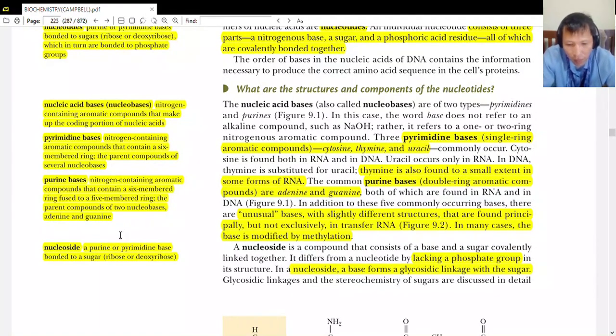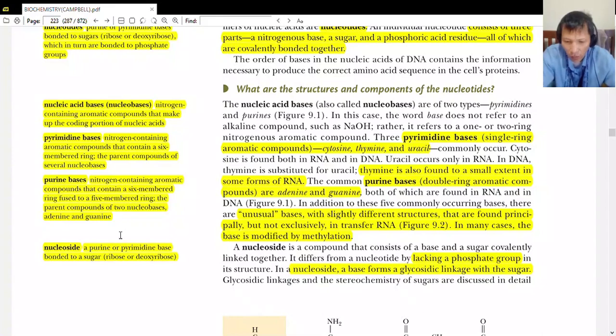In many cases, the base is modified by methylation. That is a chemical reaction. That's why in your learning outcomes I included the chemical reaction part, because, as I've said, the stronger you are in organic chemistry, especially chemical reactions, the more you can understand biochemistry.